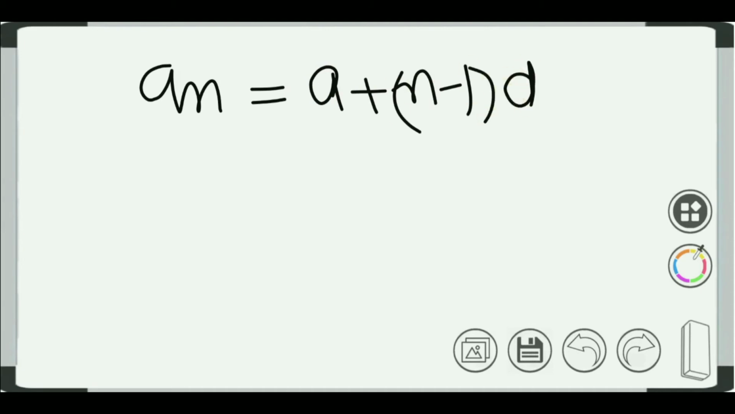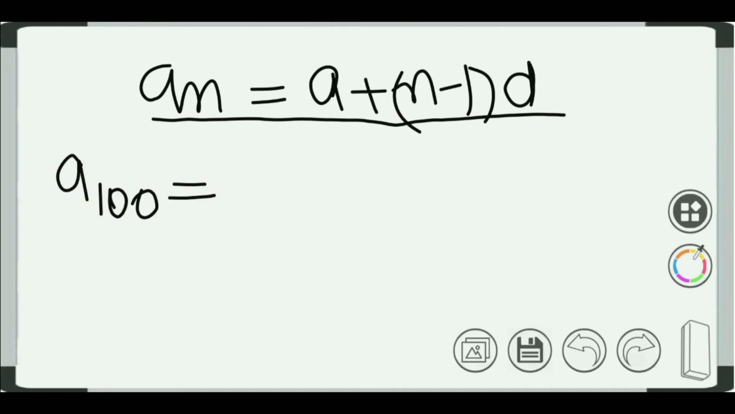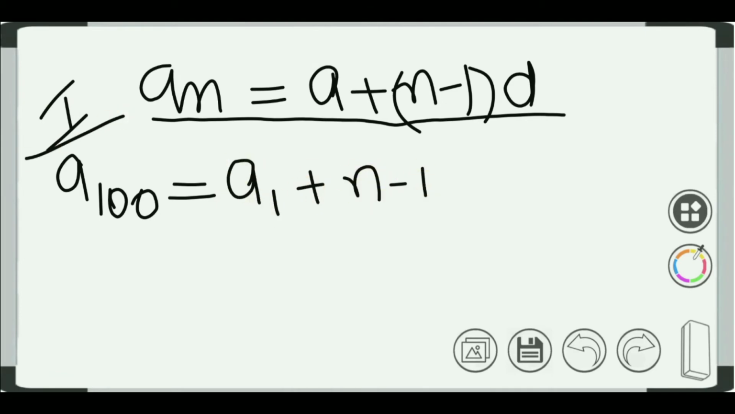So for the first AP, what will be the 100th term? A100. For the first AP, An is equal to A plus n minus 1 into D. This is the formula for finding the nth term. So what will be A100 for the first AP? A100 is A1 plus n minus 1, and n means this is A100, so instead of n I can write 100. So 100 minus 1 is 99. I don't want to write D1 because both the D's are the same. Common differences are the same, so I can write D. This is the 100th term of the first AP.